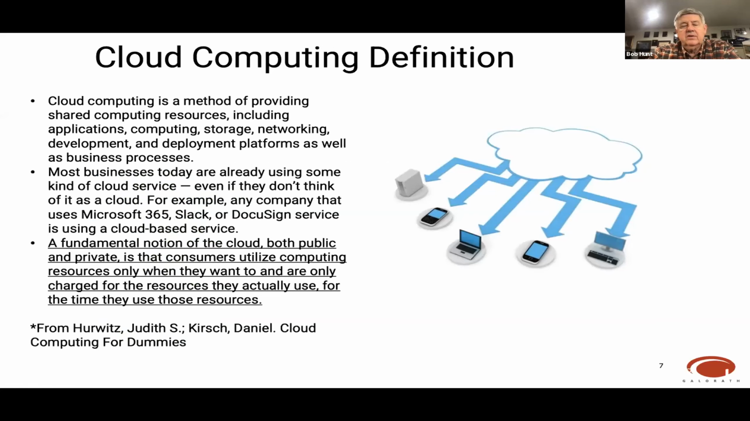I kind of said this already, but most businesses today are already using some form of cloud services, even if they don't know it. I would suggest that many of you already subscribe to Microsoft 365 or Slack or DocuSign services. They're all just versions of the cloud. A fundamental notion of the cloud, both public and private, is that consumers utilize computing resources only when they want to and are only charged for the resources they actually use. This is partially true. Sometimes you're paying for service. You've bought a capability and you're paying for that capability. If you don't use it, you still get charged for it.